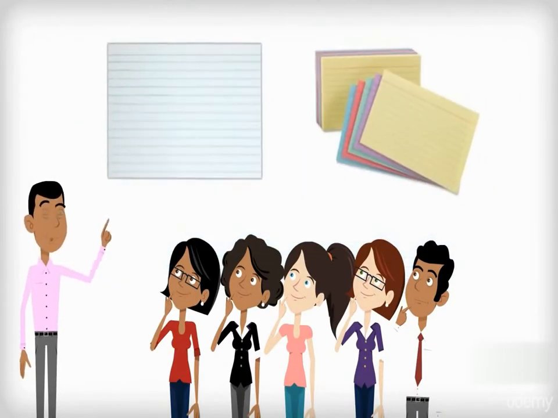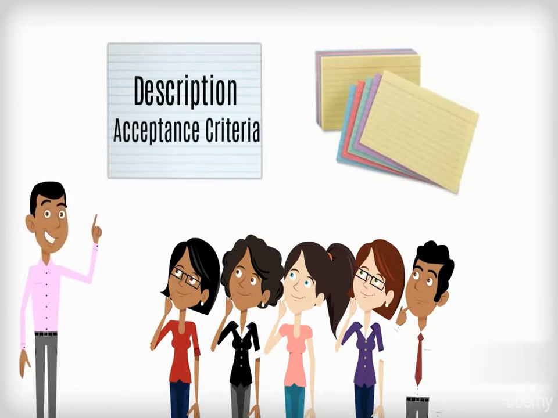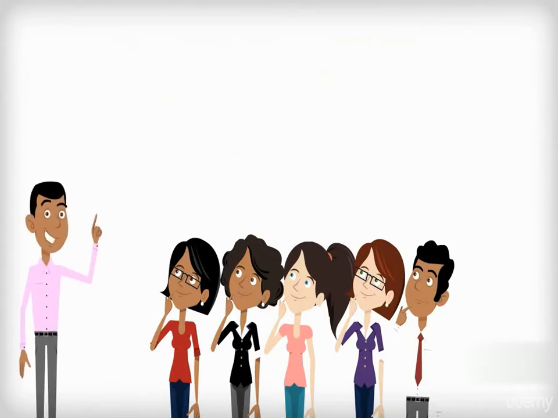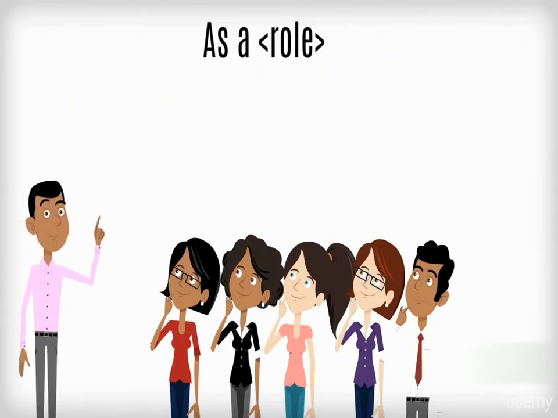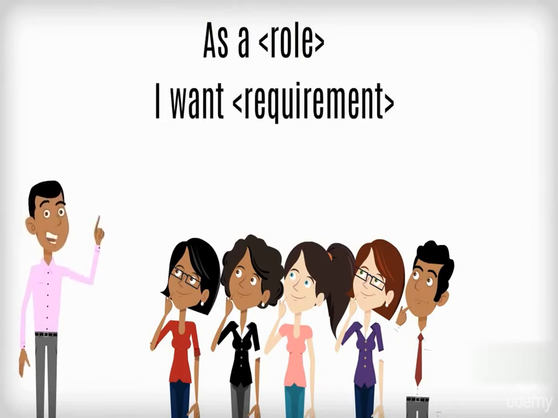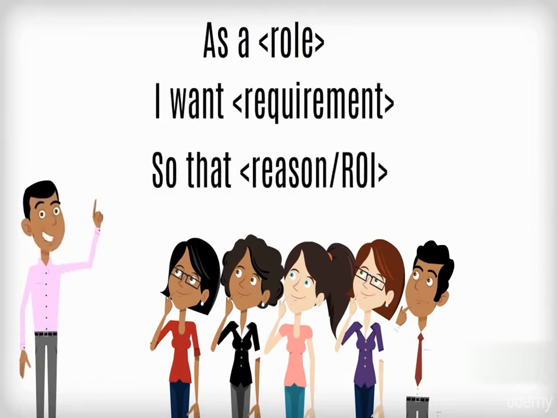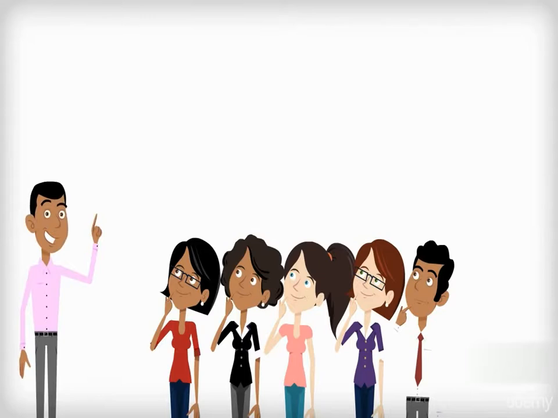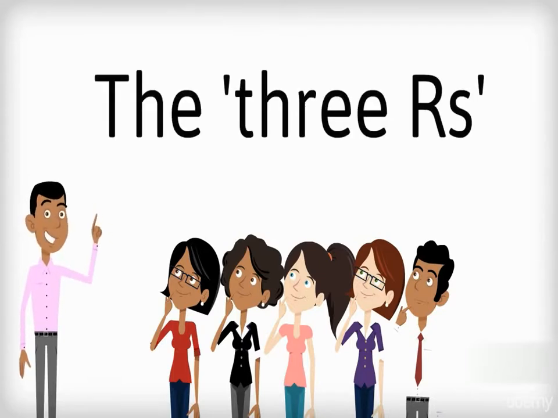User stories are usually written on 3 by 5 inch cards, small enough to carry and pass around the team, but large enough to write a description and acceptance criteria on. User stories typically use the following convention. As a role, I want requirement, so that reason, that is, return on investment. I call this the 3 R's of story card writing.